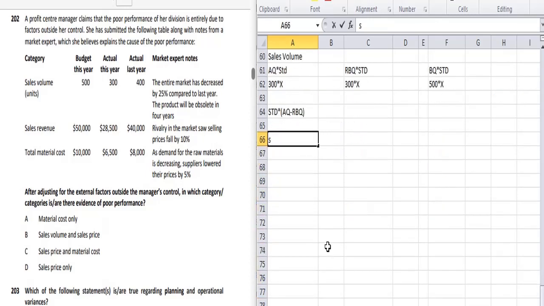Now next is sales revenue. For this we assume price, so we have to calculate price. And for price, what was our format? Actual selling price into AQ, then revised budgeted selling price into AQ, then budgeted selling price into AQ. I think this was our format.